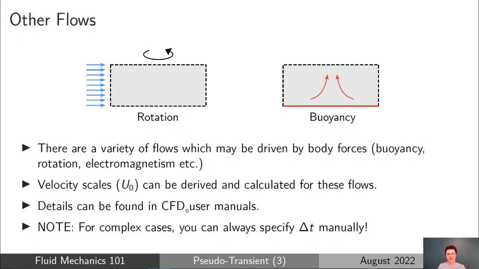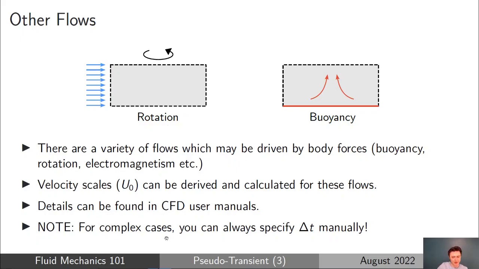And the ANSYS CFX user manual, which I've just linked in the description, also has a discussion of how you calculate the effects of rotation and buoyancy as well. But hopefully for this talk, you get an appreciation of the method of approach that the CFD code uses to calculate the velocity scale so that you really get that good understanding.